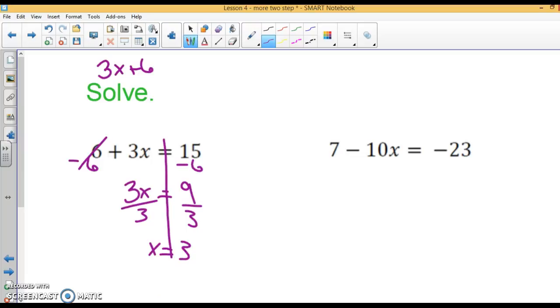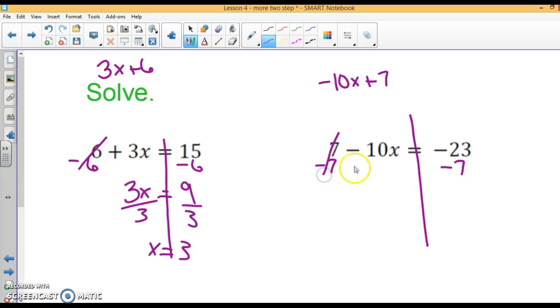All right. This equation. Again, I could rewrite this left-hand side as negative 10x, and this would be plus 7 if I wanted to. But I don't need to do that. Which number do I need to get rid of first? This 7. I need to move that to the other side. So this is a positive 7. So I subtract 7 from both sides.